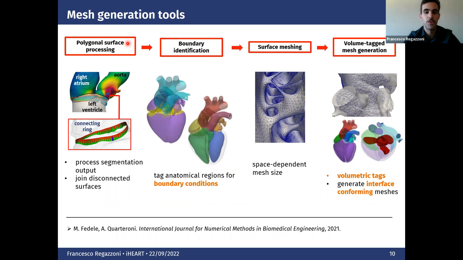So now that we have extracted the geometry, we need to construct what we call the computational mesh. A mesh is a subdivision of the domain into very small elements, like the ones that you can see in these pictures, that are used to solve the mathematical model using a computer. To do that, there are some specialized tools. We are using the tools developed by our colleague Marco Fedele, which foresees several steps. First we start from the processing of the surface, then we identify the boundaries, then we generate the mesh on the surface, and then we propagate the mesh within the volume. So in the end, we have a mesh that is subdivided into subregions.